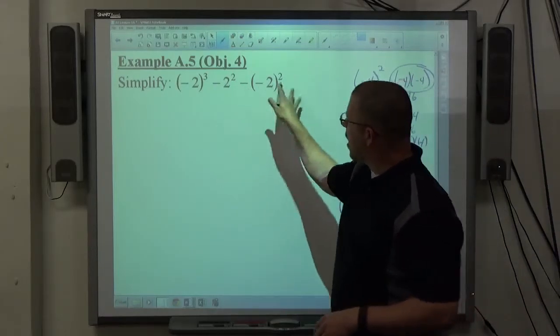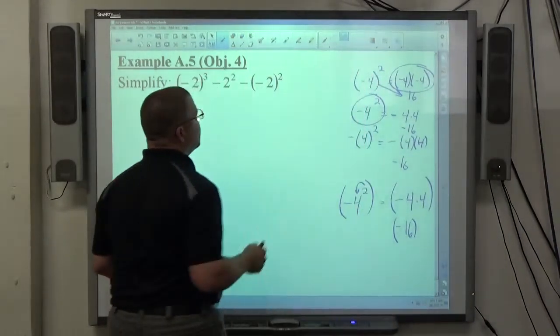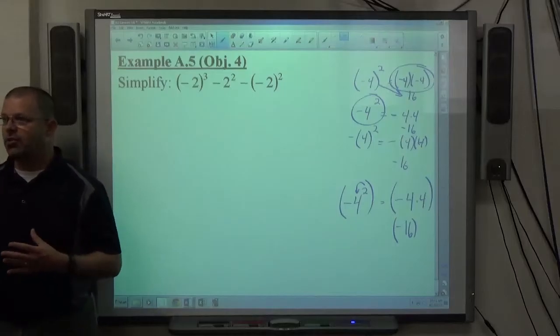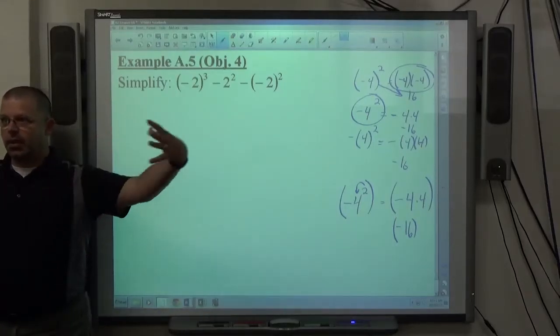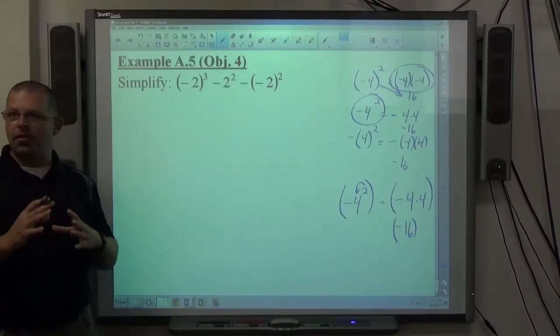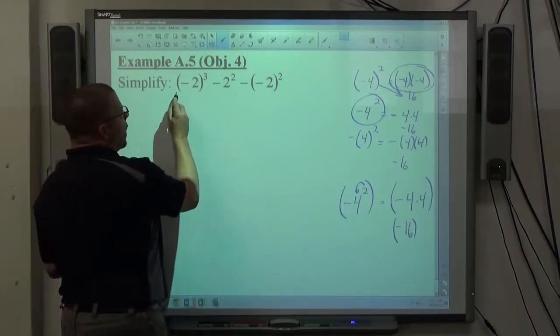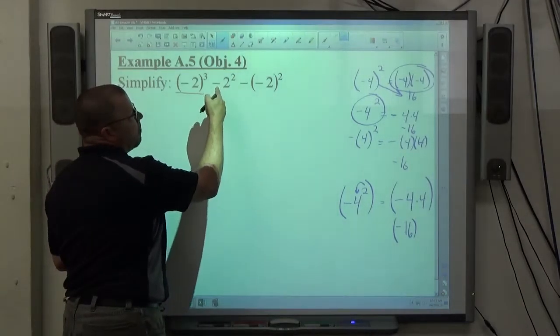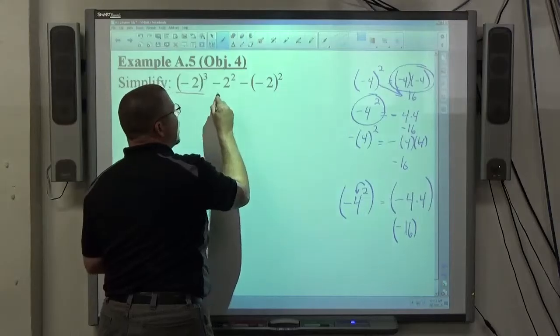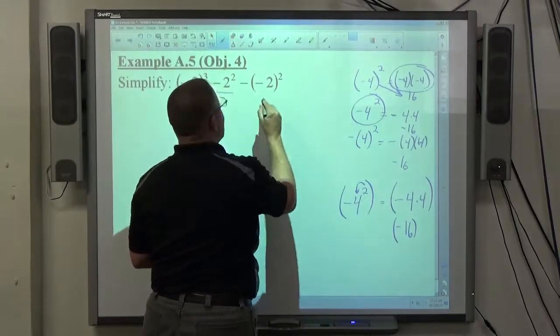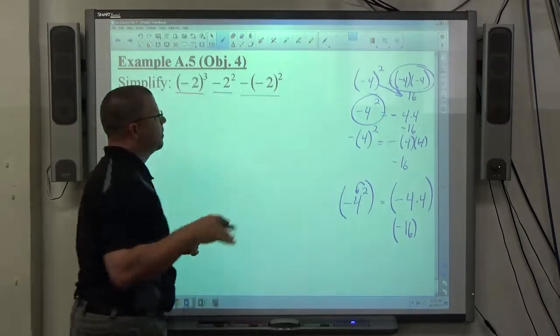So if we focus on this problem here, this problem has 3 pieces. And one thing you can do when you're evaluating expressions, if you want to make them simpler, get these big, ugly expressions, if you focus on the pieces of the problem, we have negative 2 cubed followed by a minus sign. We have negative 2 squared followed by a minus sign. We have negative 2 squared again, and that's it.